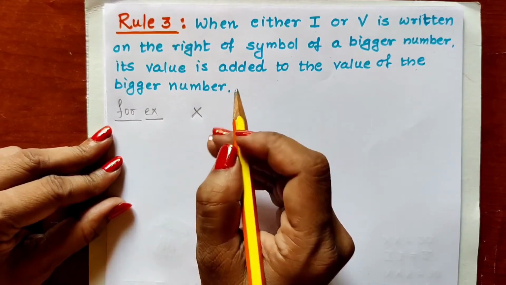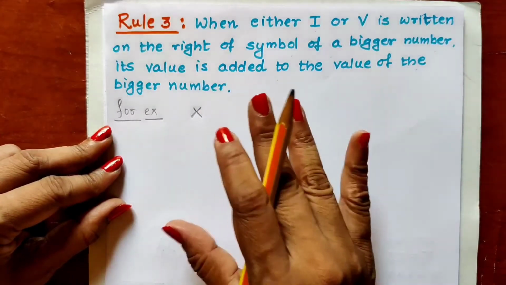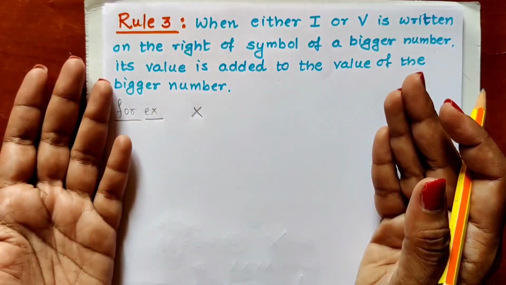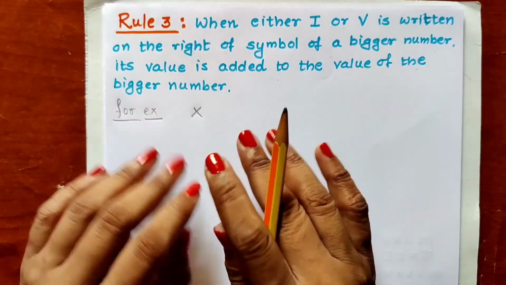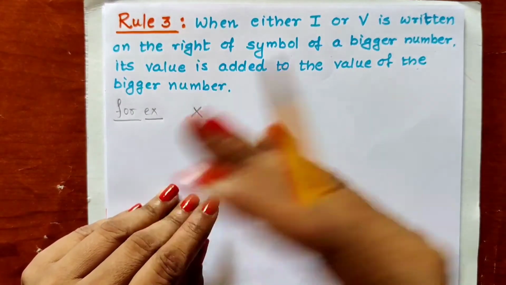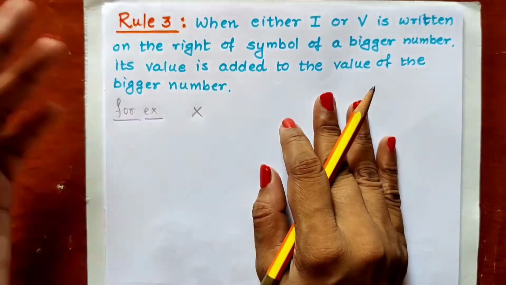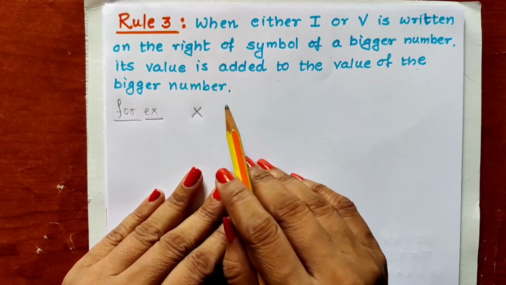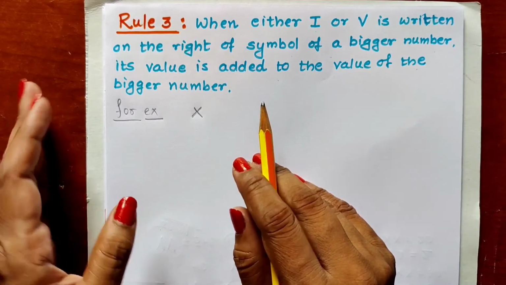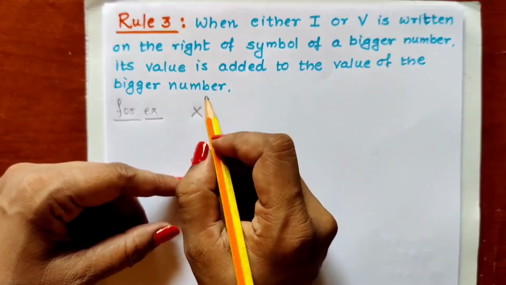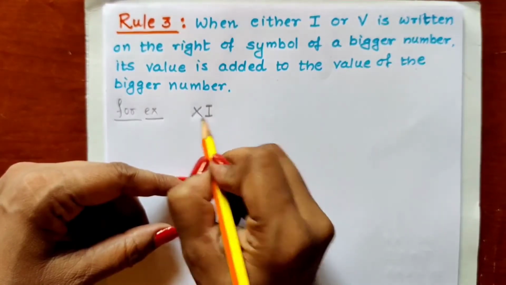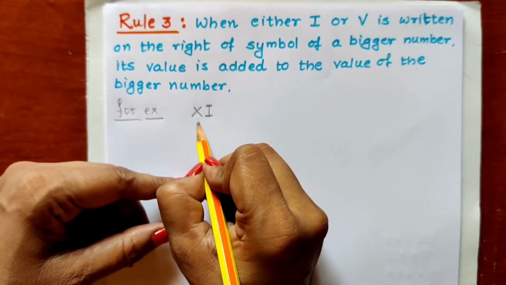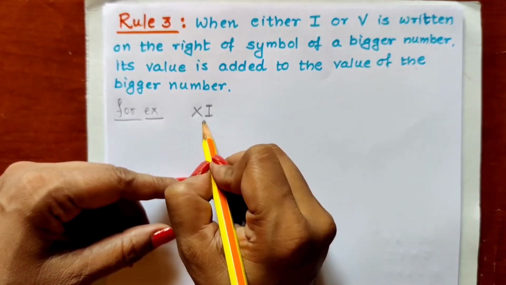We all know the value of X is 10. And when I is written on the right side, the side of our right hand is known as the right side, and the side of our left hand is known as the left side. Okay, always keep this in mind. In mathematics, our right hand side is right side and our left hand side is left side. So when I write I on the right side of X, X is a bigger number than I. We all know X value is 10, I value is 1. So 10 is always bigger than 1.